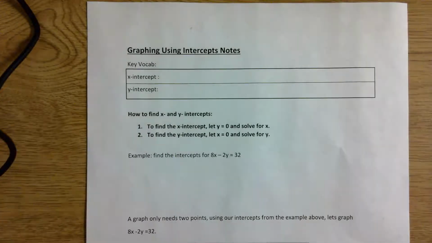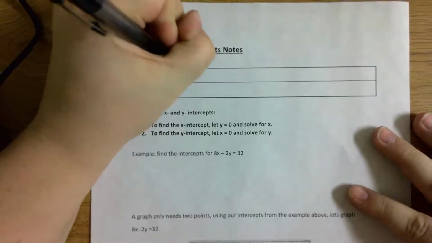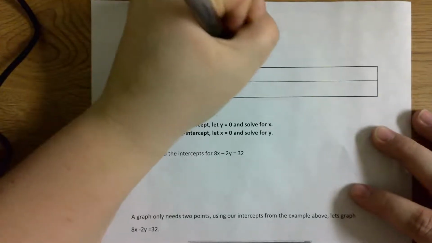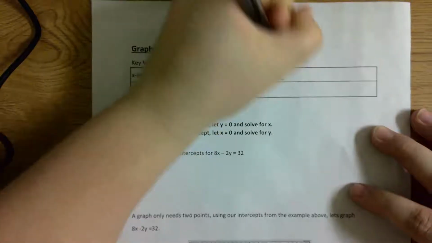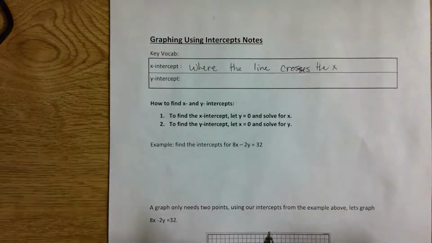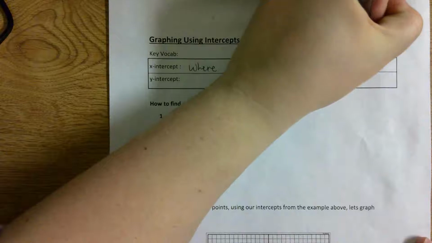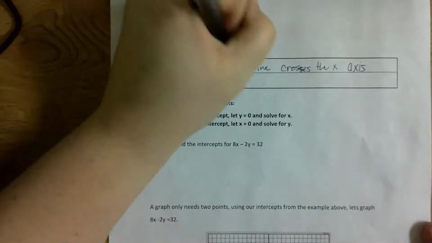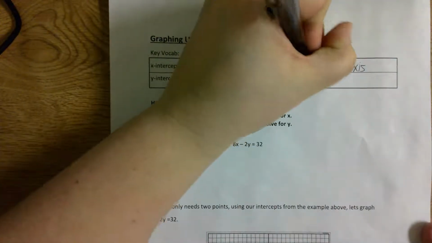All right, we're moving on to one of my favorite things, which is graphing using intercepts. The x-intercept is where our line crosses the x-axis, and a y-intercept is where the line crosses the y-axis.